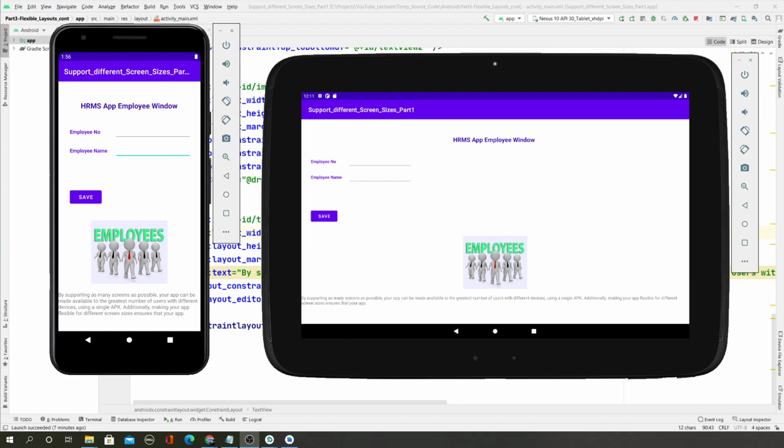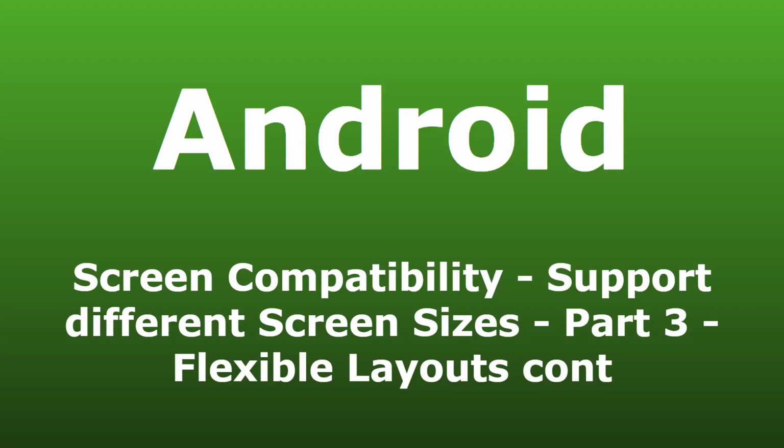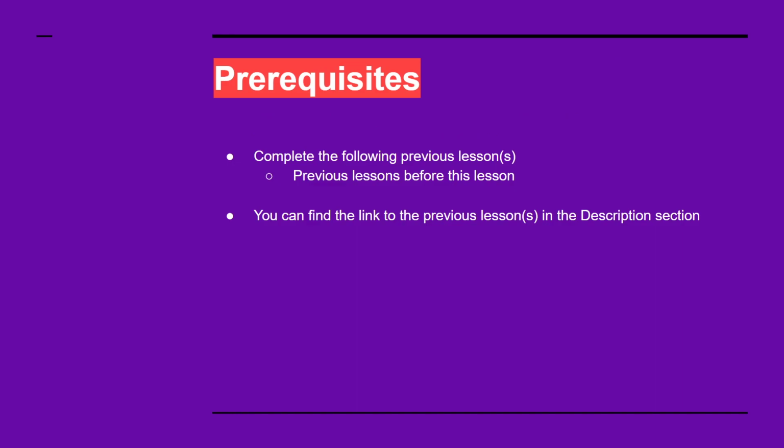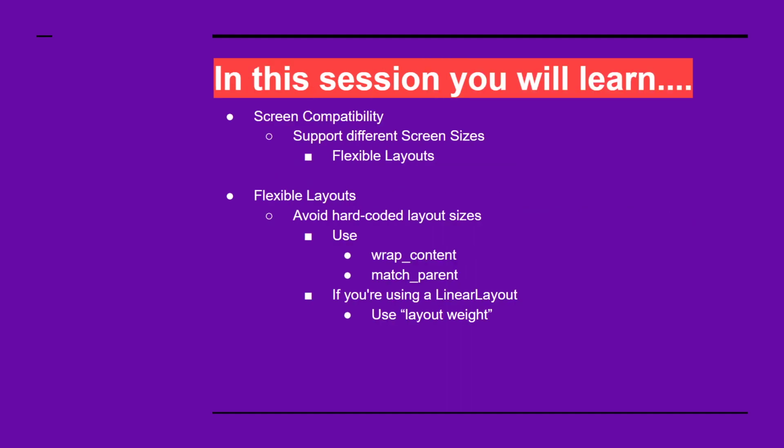Let's do it now. Hi everyone, welcome to the lesson Android Screen Compatibility, Support Different Screen Sizes, Part 3, Flexible Layouts, Continuation. So this is Part 3 of Flexible Layouts, so make sure to look at the previous two parts, and we are talking more about flexible layouts and how to support different screen sizes. We'll be using these tools for this lecture, and make sure to cover these prerequisites before you start this lecture, especially the previous lessons.